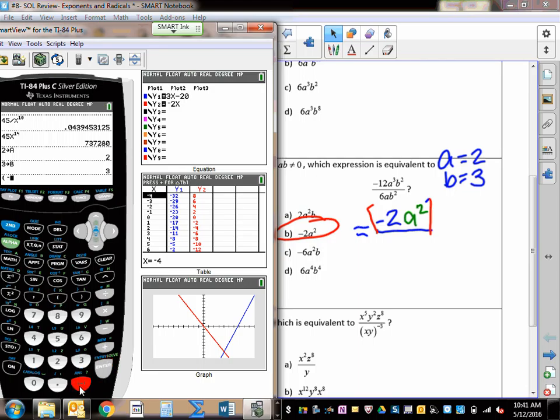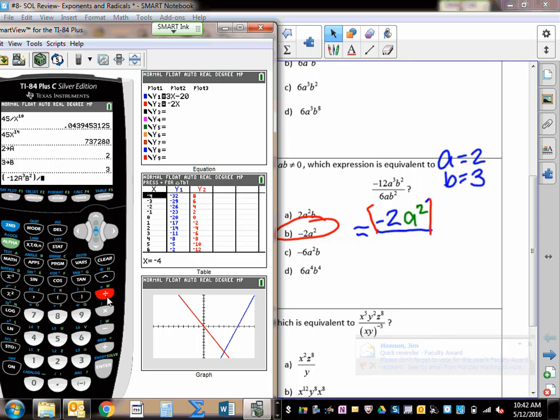So parentheses, -12 alpha A cubed, make sure you get out of there, alpha B squared, parentheses. That's my top. If there is anyone who does not know how to do the cube, please raise your hand so I can come around and show it to you. Exponent, the caret, and then 3. There is also one under math. And then divide, parentheses, because you need to put the entire numerator in parentheses and the entire denominator. Parentheses 6, alpha A, alpha B squared. And we're going to close our parentheses.